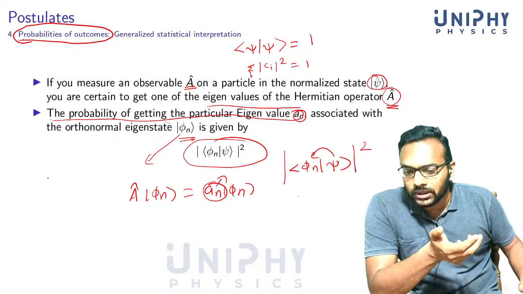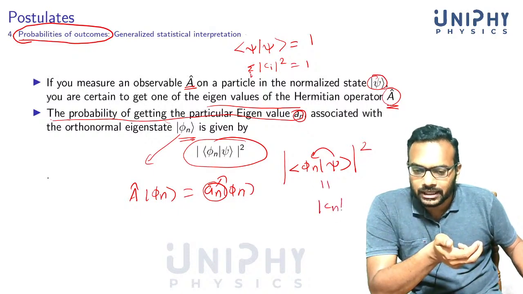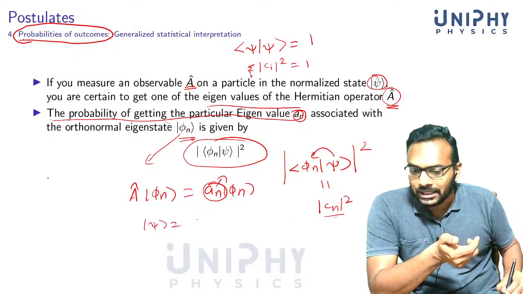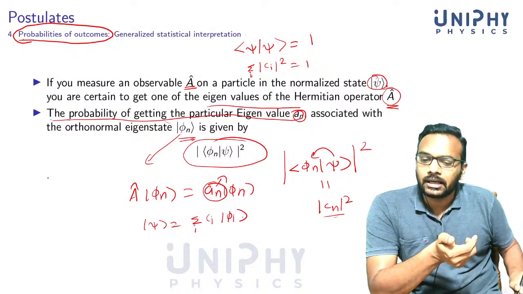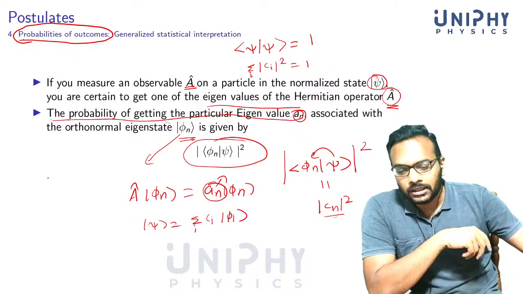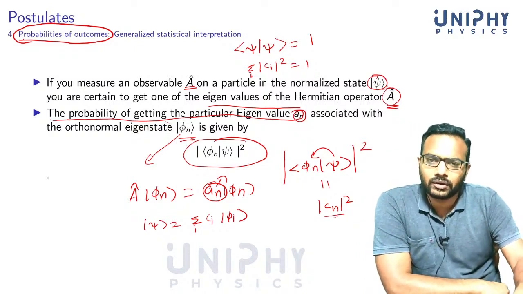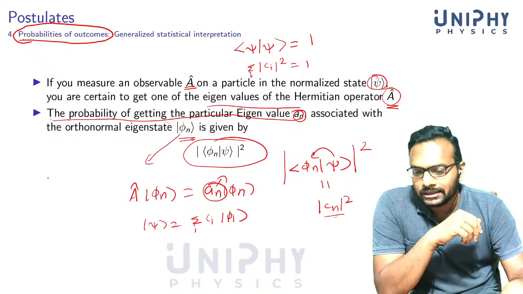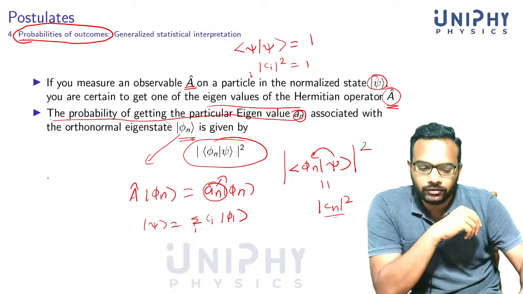This is what we also wrote as modulus of Cn squared, where Cn is the expansion coefficient when you expand the given state in terms of the eigenvectors of A. Now if the state is not normalized, of course you will have an extra normalization factor, but don't worry about it. You first normalize and then it is easy. If it is not normalized, you will have an extra normalization factor.